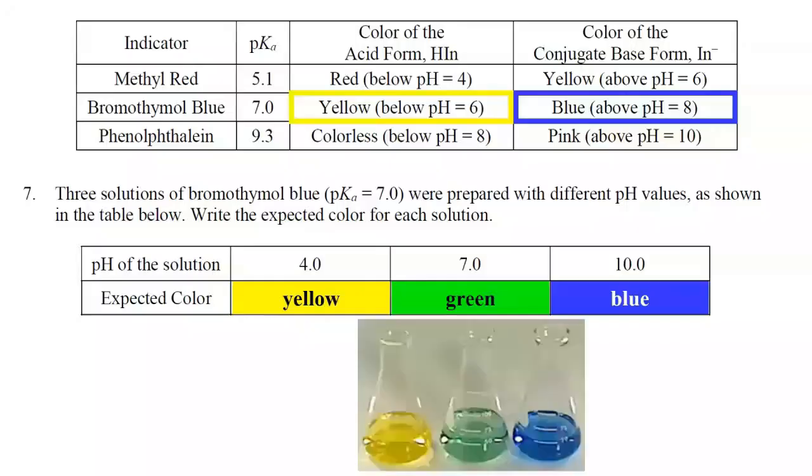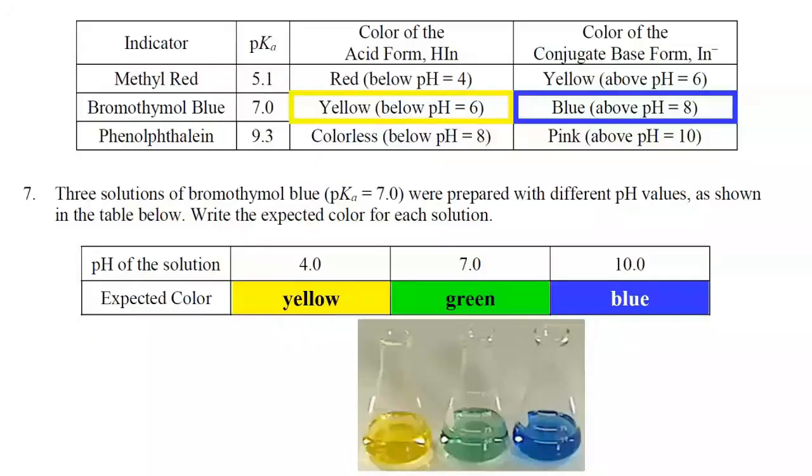And here's a picture of what that looks like in the laboratory. So on the left, we have a yellow solution, which is going to have a pH less than the pKa. On the right, we have a blue solution in which the pH is greater than the pKa. And in the middle, we have a green solution in which the pH is approximately equal to the pKa.